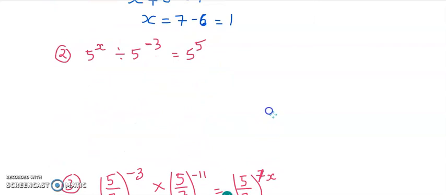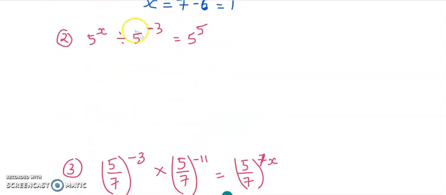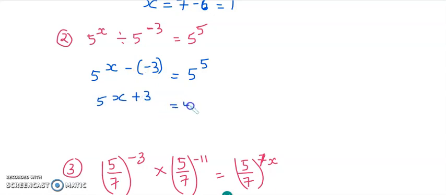Let's take the next question. Now here the bases are 5, and first of all, we are simplifying the left hand side. What is the rule here? Division rule, meaning the power should be subtracted. So we'll write 5 to the power of x minus minus 3, minus because there's a division, that is equal to 5 to the power of 5. That will become 5 to the power of x plus 3, which is equal to 5 to the power of 5.